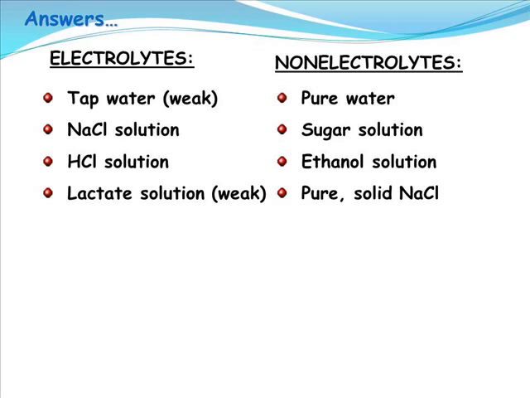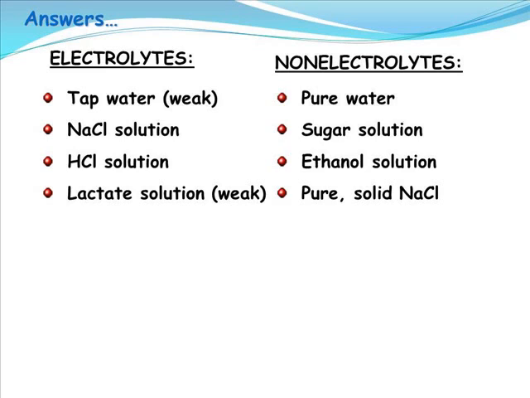Lactate solution. Lactate is a covalent compound, but when you put it in water, some of the hydrogens on the lactate will be picked up by the water molecules to make some hydronium ions, leaving the lactate ion. So it creates some ions. It becomes a weak electrolyte because most of it stays molecular. Only a few percent actually ionize to create hydronium. So it's a weak electrolyte.